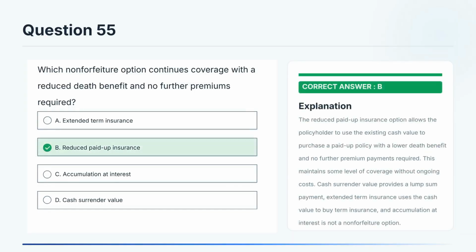The answer is B. Reduced paid-up. The reduced paid-up insurance option allows the policyholder to use the existing cash value to purchase a paid-up policy with a lower death benefit and no further premium payments required. This maintains some level of coverage without ongoing costs. Cash surrender value provides a lump sum payment, extended term insurance uses the cash value to buy term insurance, and accumulation at interest is not a non-forfeiture option.